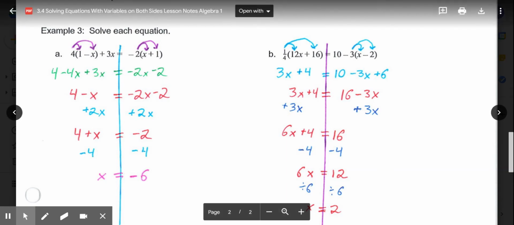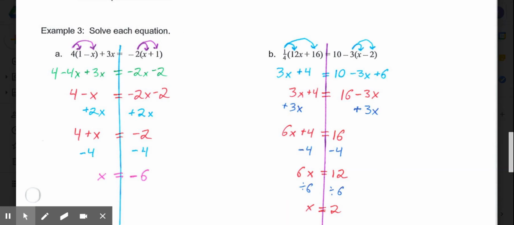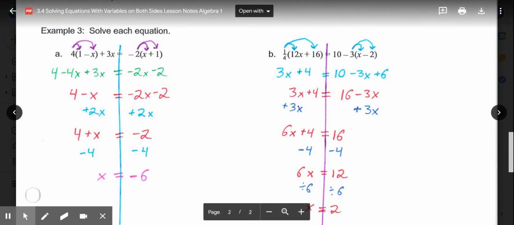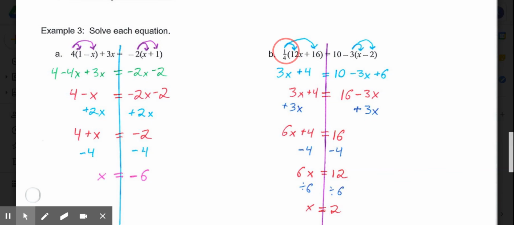And then in B, we're distributing on the left-hand side everyone's favorite thing, which are fractions. Should be your favorite thing, but for some reason, not for a lot of students. But we have 1/4 multiplied by 12x plus 16. So we're distributing the 1/4.